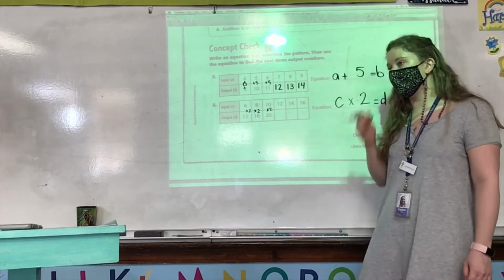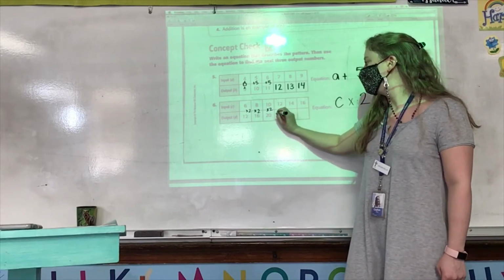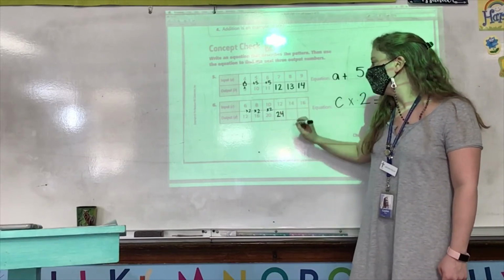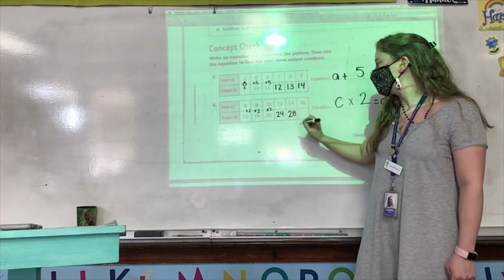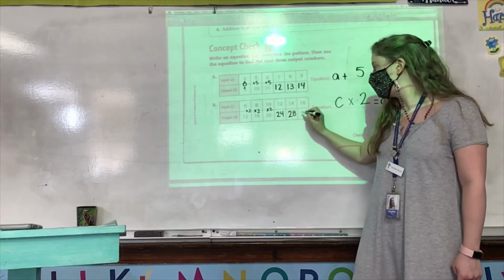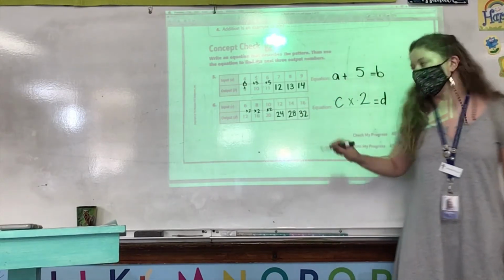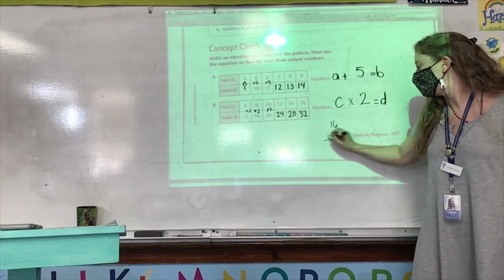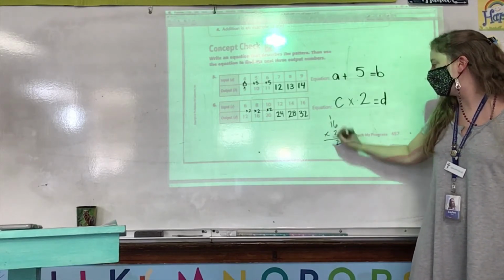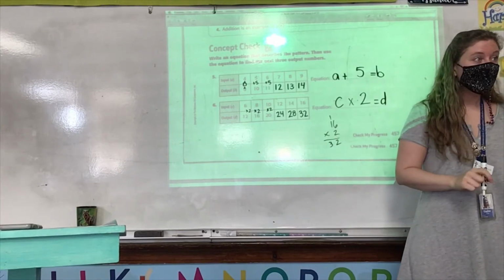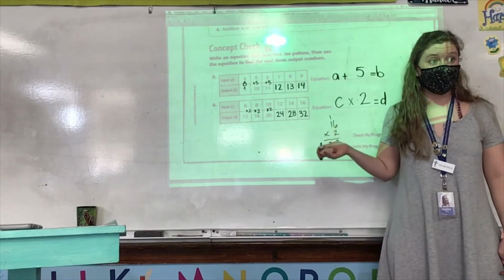Now we just need to fill in the rest of our input-output table. 12 times 2 is 24. 14 times 2 is 28. 16 times 2 is 32. Now that's where you might have to do this to the side. 6 times 2 is 12. Regroup the 1. 2 times 1 is 2, plus 1 is 3. Please do these to the side if you need to, especially if there's regrouping.